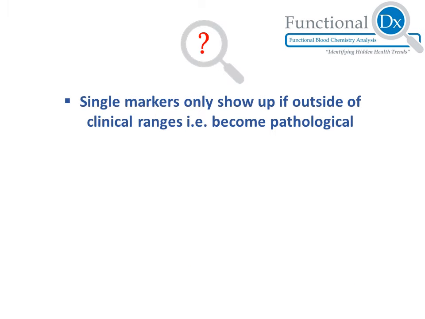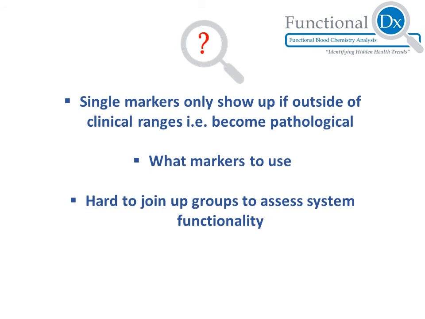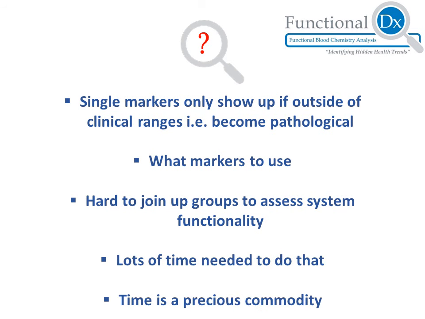Basically, single markers only show up on a test if they're outside of pathological ranges. So what should you do? Is it hard to join up the dots? Yes, you need lots of time to do that, and time is a precious commodity. I want to leave with this because I want to explain what Functional DX is about. So I'm going to leave you with my little cartoon, which I'm very proud of.